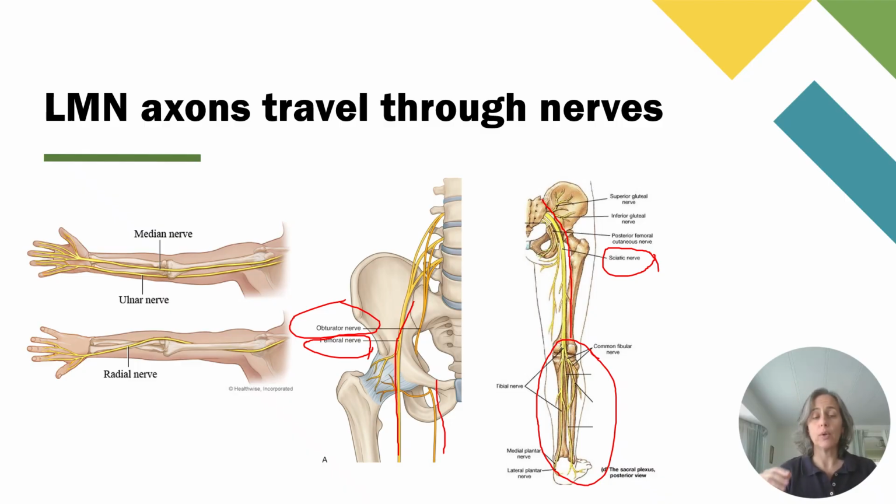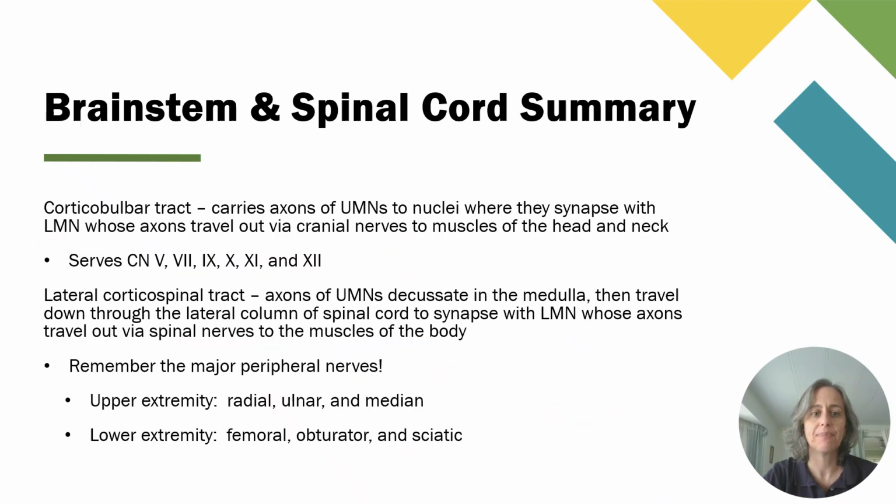So those lower motor neuron axons are traveling through these nerves. Remember, these nerves are all mixed nerves. They've got sensory fibers that are moving into the spinal cord. They have motor fibers that are coming out. Fibers just means axons, right? So that's how we're getting to the muscles.